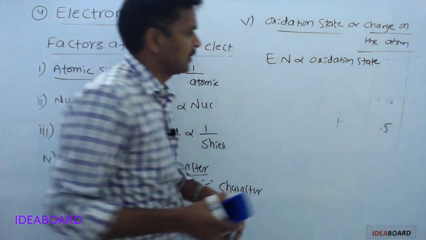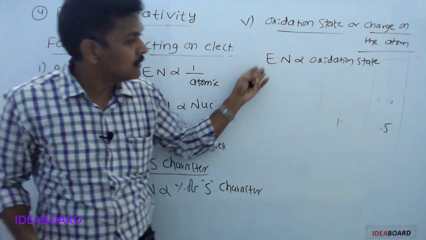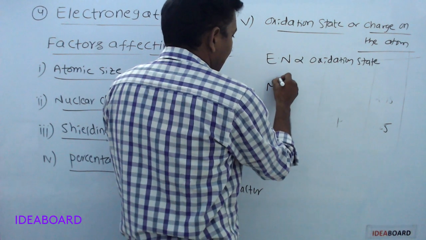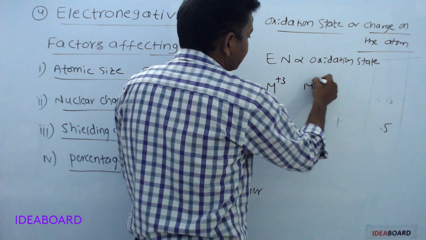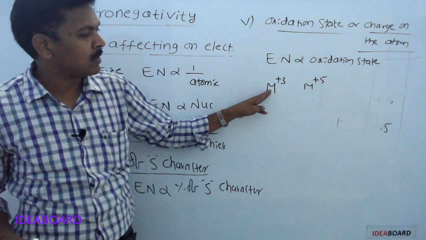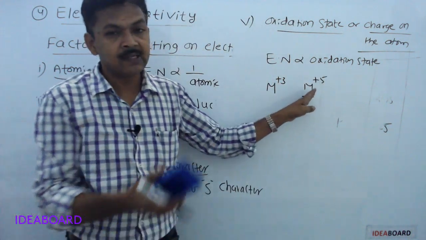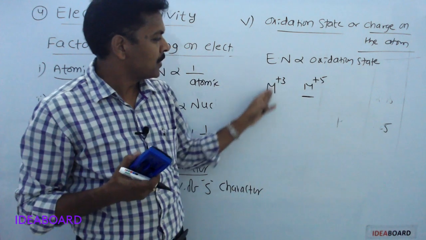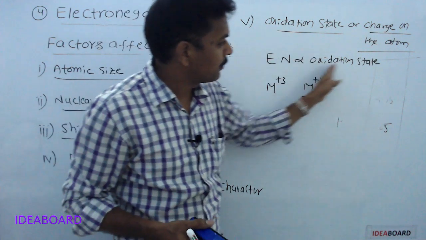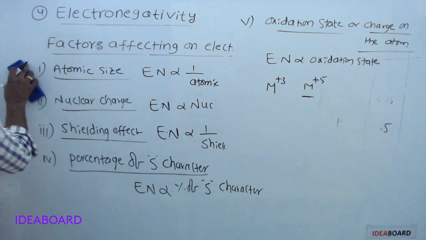Oxidation state more means electron deficiency is more. Electron deficiency is more, then tendency to attract the electrons will be more. For example, if you take an element, M plus 3 is there, M plus 5 is there. Here 3 units of positive charge, here 5 units of positive charge. Oxidation number of M is plus 3, oxidation number of M is plus 5. Here the charge is more, it has more tendency to attract the electrons. When compared to M plus 3, M plus 5 has more tendency to attract the electrons. So electronegativity is directly proportional to oxidation state of an atom. These are the factors affecting electronegativity.